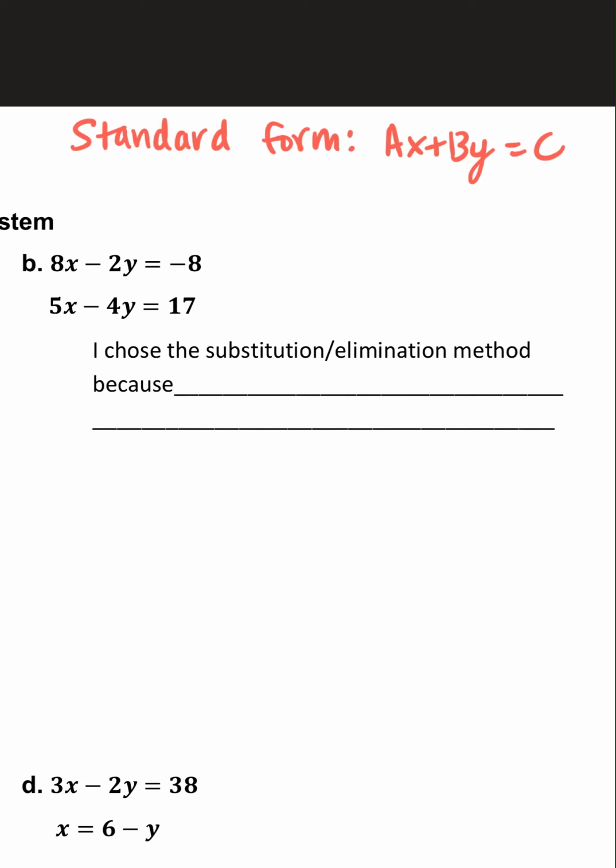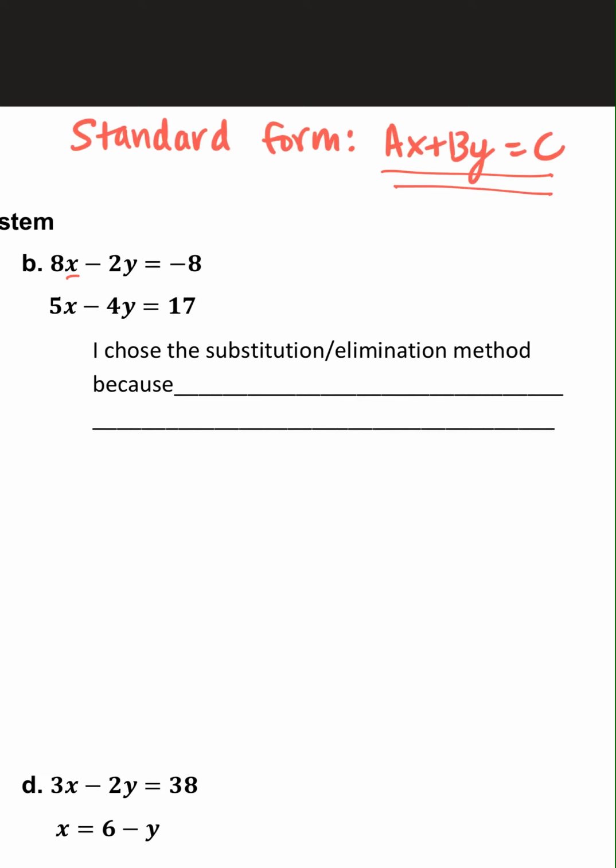All right, part B. Now we need to talk about whether or not we are going to use substitution or elimination method for this exact problem. So I see 8x minus 2y equals 8, which is in standard form. And I see 5x minus 4y equals 17, which is also in standard form. There are no variables by itself.